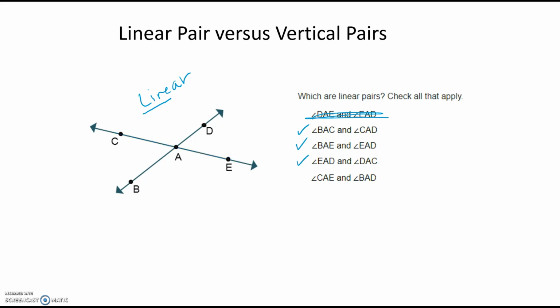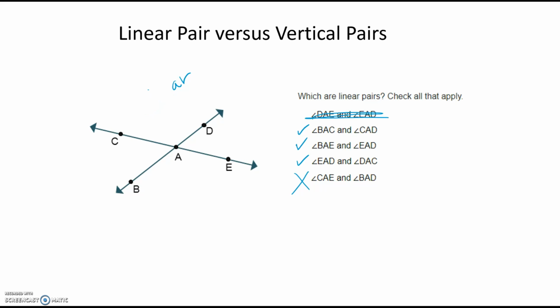And our last choice, we have CAE. Wait a second. CAE is a straight line, so BAD is the other straight line. All that has done is define two straight lines for us, so those can't be linear pairs.